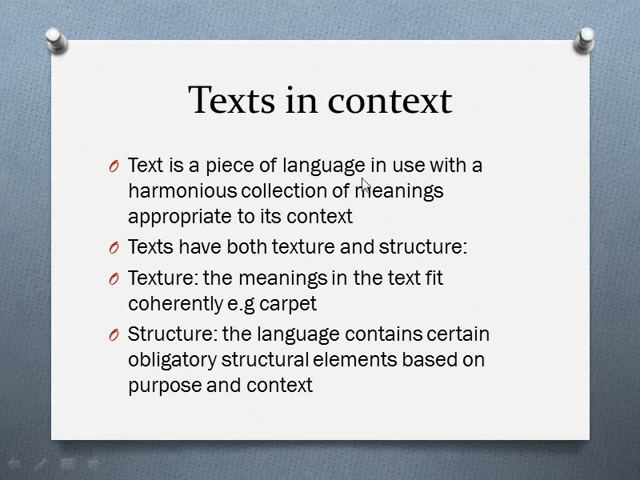So text is a piece of language. It can be spoken, it can be written. For example, when you are in the market and you meet a seller and you are the buyer, you may say, how much is a kilo of chili? And then the seller says, oh, it's 50,000 a kilo. And so on and so forth. Those are texts of conversation between seller and buyer in the market, with a harmonious collection of meaning appropriate to its context.